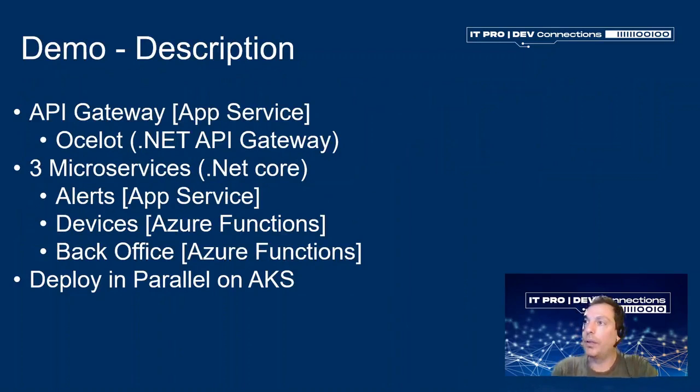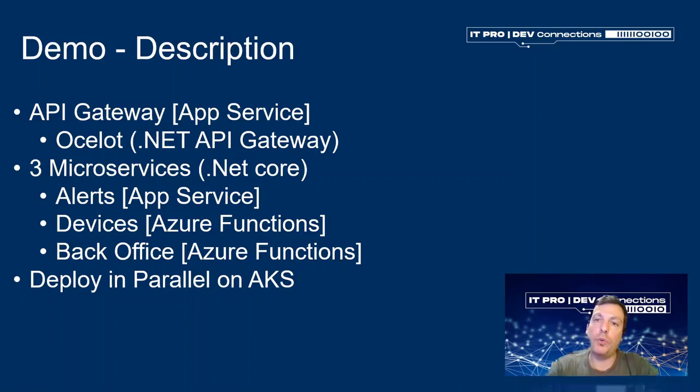All right, so the demo that we're going to see is a solution made up of three microservices. One is called the Alerts microservice. The second one is the Devices microservice. Different domains: the one in theory takes care of the alerts domain, and the devices one takes care of the devices business domain. And a third microservice, which is called Back Office, that in theory would communicate with the other two, Alerts and Devices, and do some background operations.